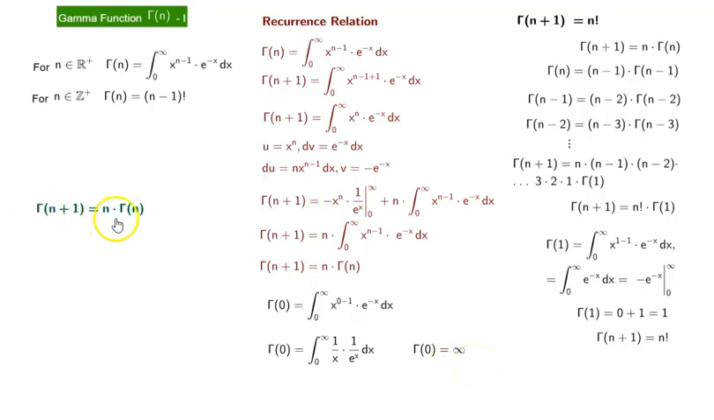We saw gamma of n plus 1 is equal to n times gamma of n. We have seen gamma of n plus 1 is equal to n factorial. We have seen gamma of 0 is equal to infinity. And we have seen gamma of 1 is equal to 1. So I think we have laid a foundation for our next session.